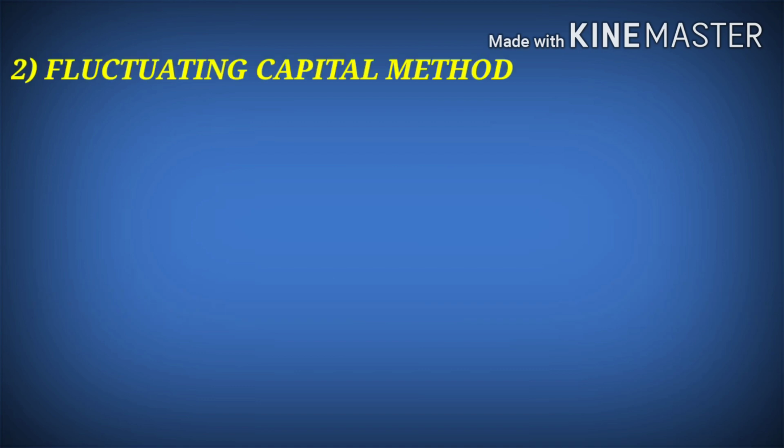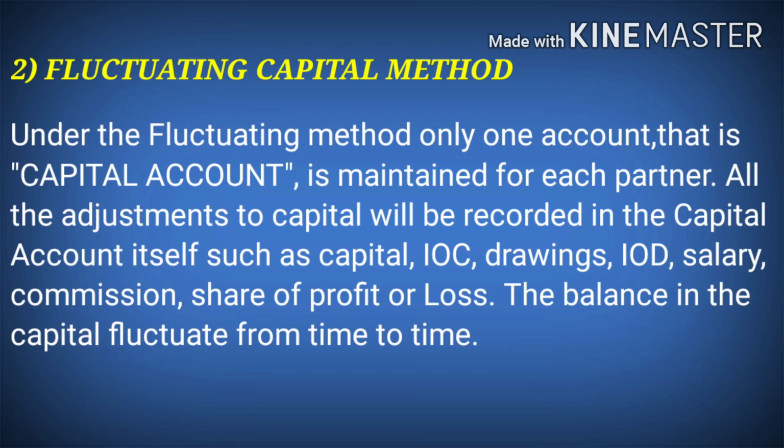This is the second method for preparing partner's capital account. First one is the fixed capital method. Second one is the fluctuating capital method. Under this method, no separate current account is maintained. Only one account, that is capital account, is maintained for each partner. All the adjustments to capital will be recorded in the capital account itself.